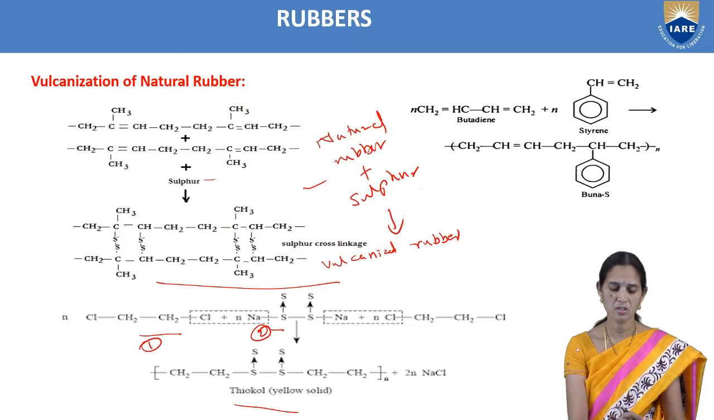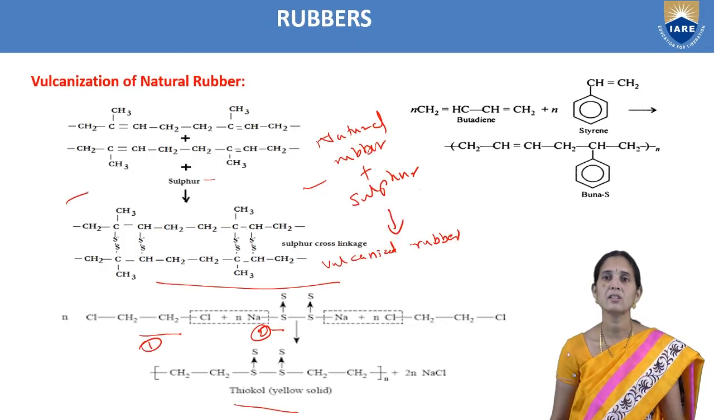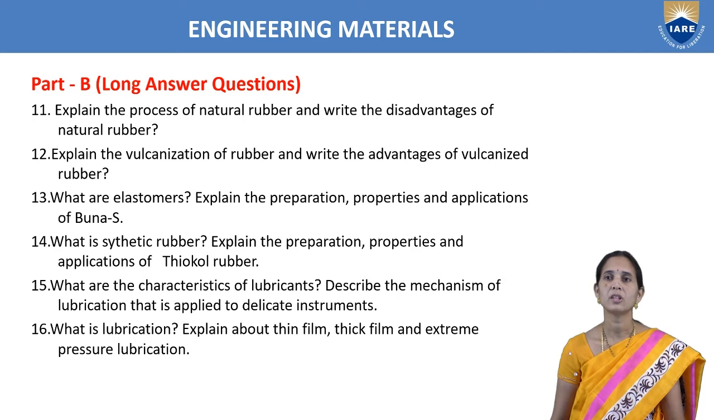So we have to write the vulcanization process, adding sulfur to the natural rubber. Then we have to write the advantages. We can use vulcanized rubber at higher temperatures, from minus 10 degrees centigrade to 140 degrees centigrade. It is resistant to chemicals, it is resistant to atmospheric conditions, and it can bear enough load applied to the vulcanized rubber. Next, what are elastomers?